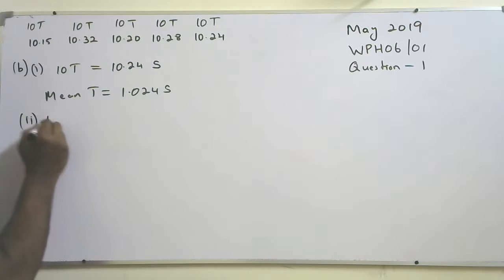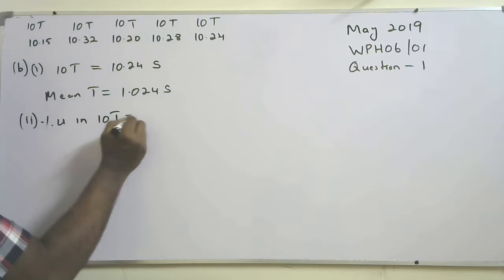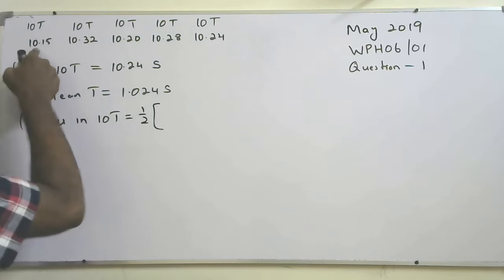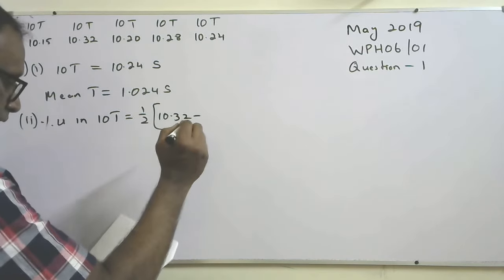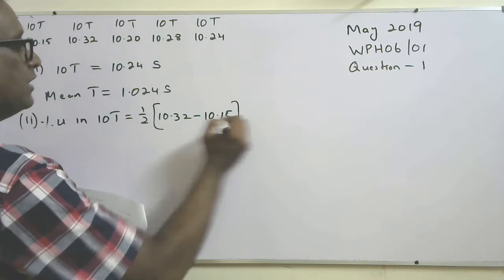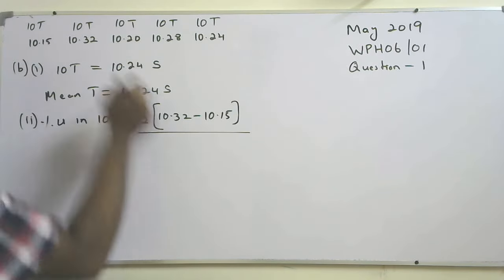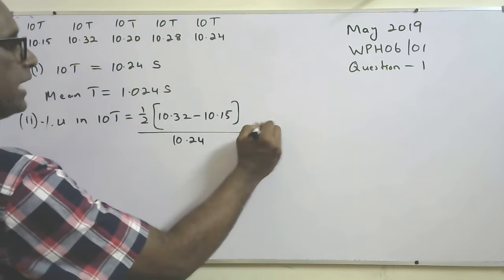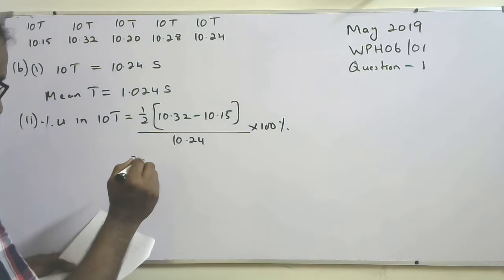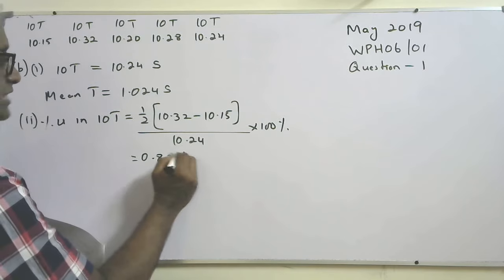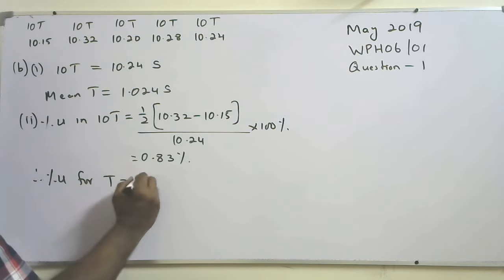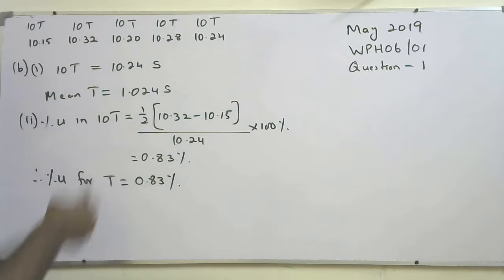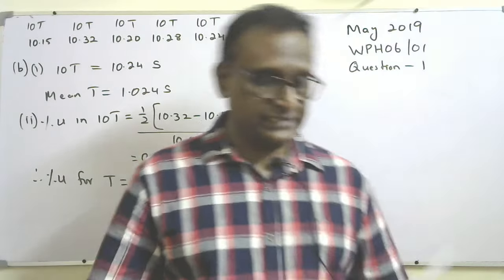I will find the percentage uncertainty in 10T, which is equal to half of the maximum, so the maximum among them is 10.32, minus 10.15, divided by the mean 10T, that is 10.24, times 100%. So that will be 0.83%. That is the percentage uncertainty for 10T. So therefore the percentage uncertainty for T is also the same. I told that by dividing by 10, the percentage uncertainty will not change.